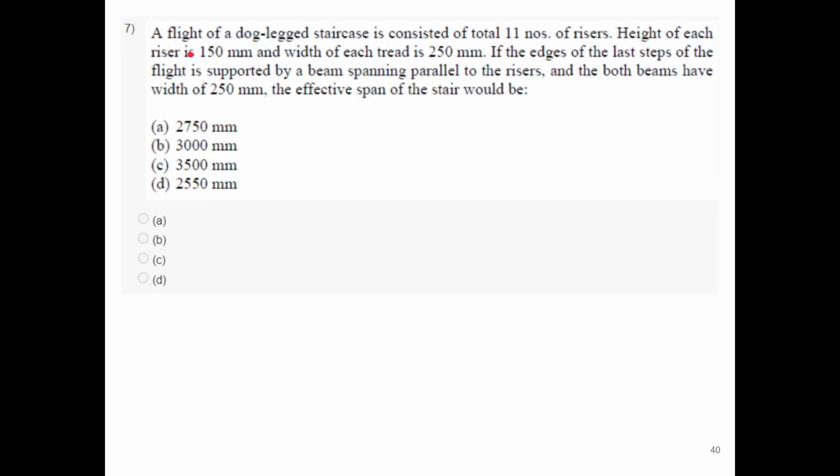Seventh question: a flight of a dog-legged staircase consists of a total of 11 risers. Height of each riser is 150 millimeter and width of each tread is 250 millimeter. If the edges of the last steps of the flight are supported by a beam spanning parallel to the risers and both beams have a width of 250 millimeter, the effective span of the stair would be how much? A 2750 millimeter, B 3000 millimeter, C 3500 millimeter, or D 2550 millimeter.